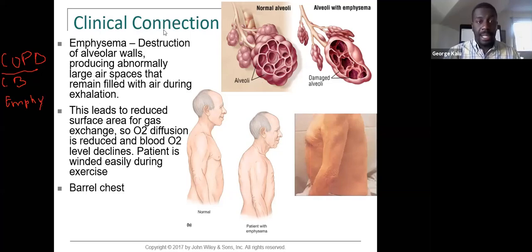Any questions on emphysema? So this is another one I want you to be comfortable with for the exam too. Any questions on emphysema?